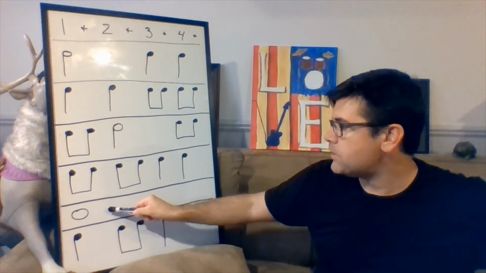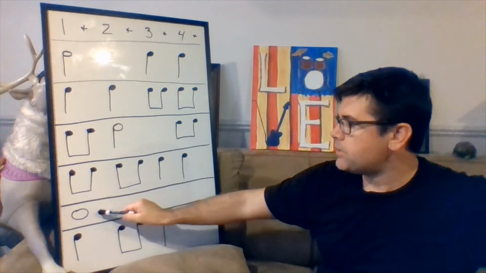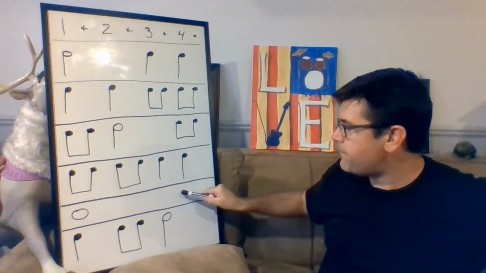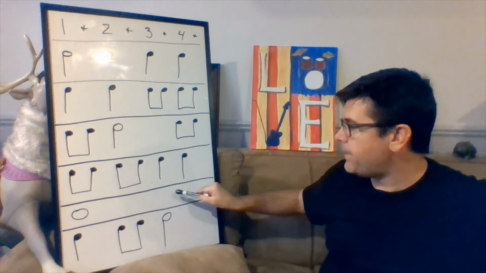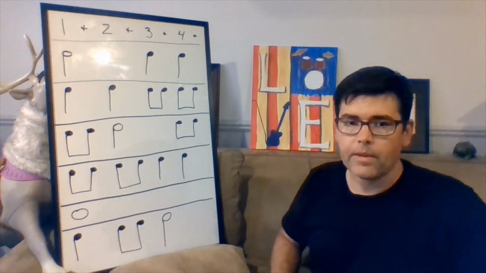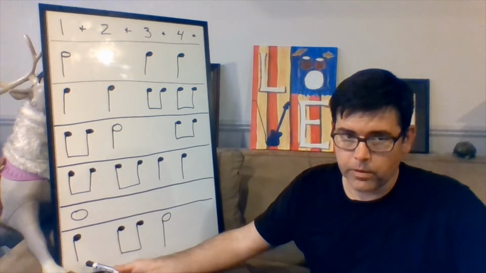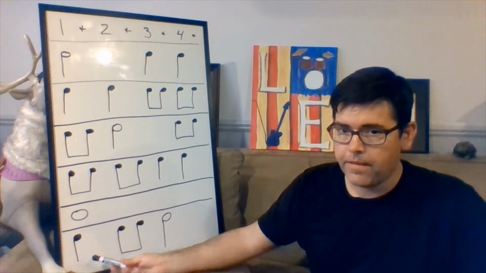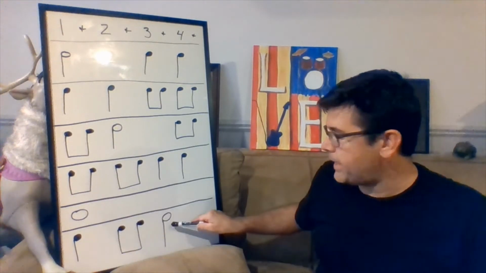1, 2, 3, 4. Alright, one more to go. On the bottom line, I have a quarter note, which is 1 beat. Then I have 2 eighth notes, 2 and then I have a half note.